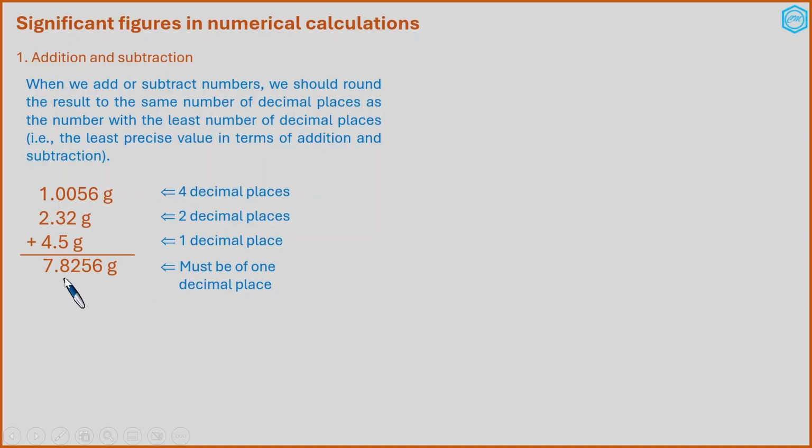So we have to retain only 8. Since the number to be dropped is less than 5, it remains as such. The value will be 7.8 gram.